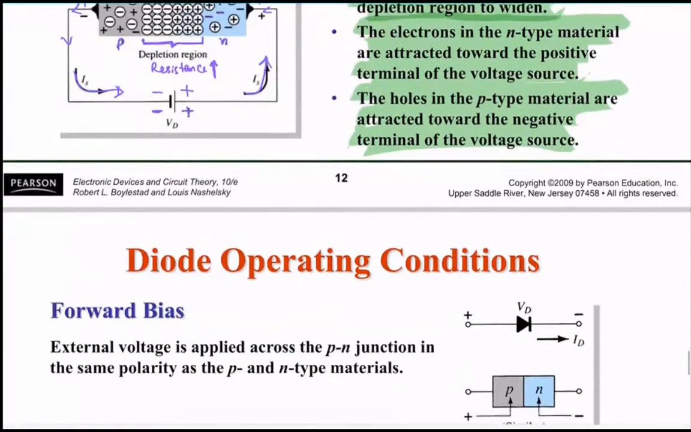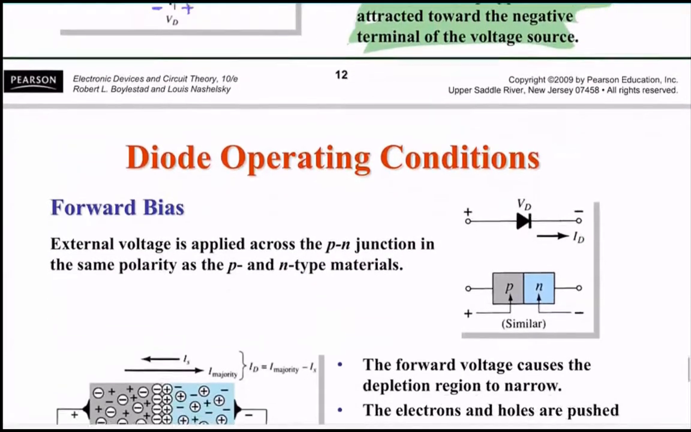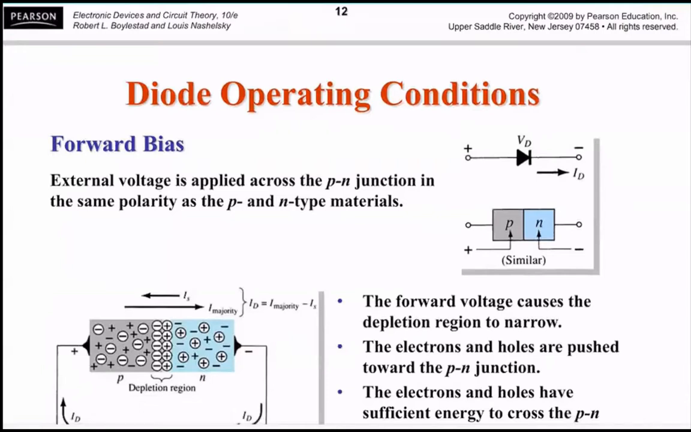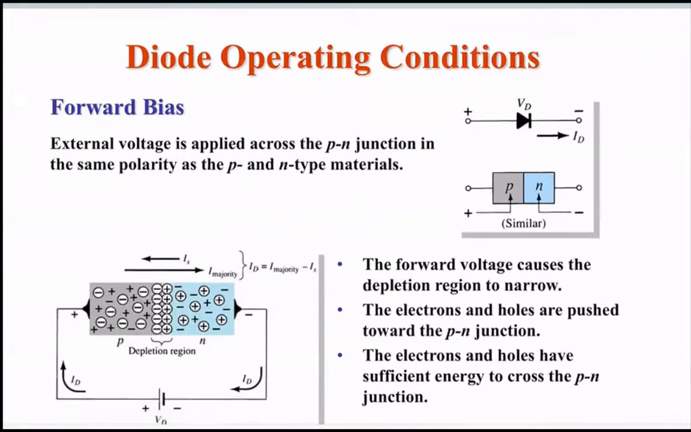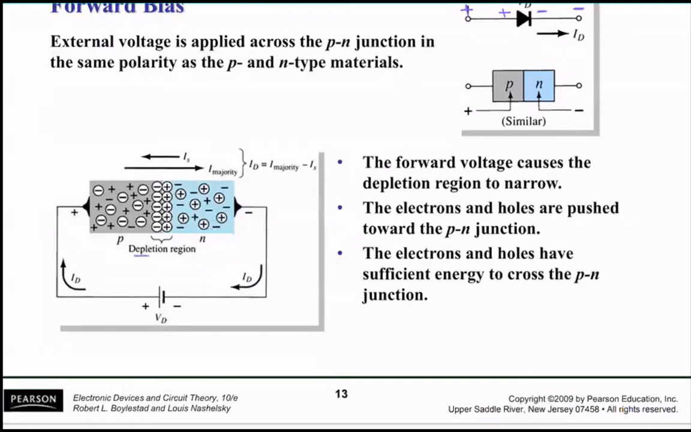The third operating condition is the forward bias condition, which I told you: the positive terminal of the power supply connects with the positive terminal of the diode, and the negative terminal connects with the negative terminal of the diode. This is when the depletion region actually decreases, and that's what you see over here. The depletion region is very, very small.